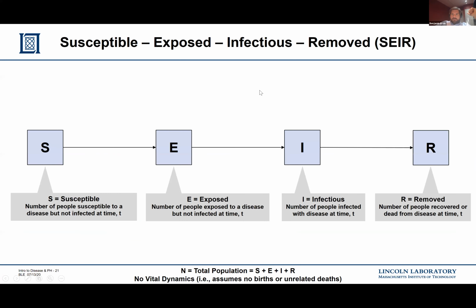So these are the compartments in a very basic fashion. You're in one of these four compartments when you're in the model. And so susceptible to exposed is just exposed is the number of people that have been exposed, but they're not showing signs and symptoms yet. Infected is now they're infectious and showing signs and symptoms. And like I said, removed is recovered or dead from the disease.